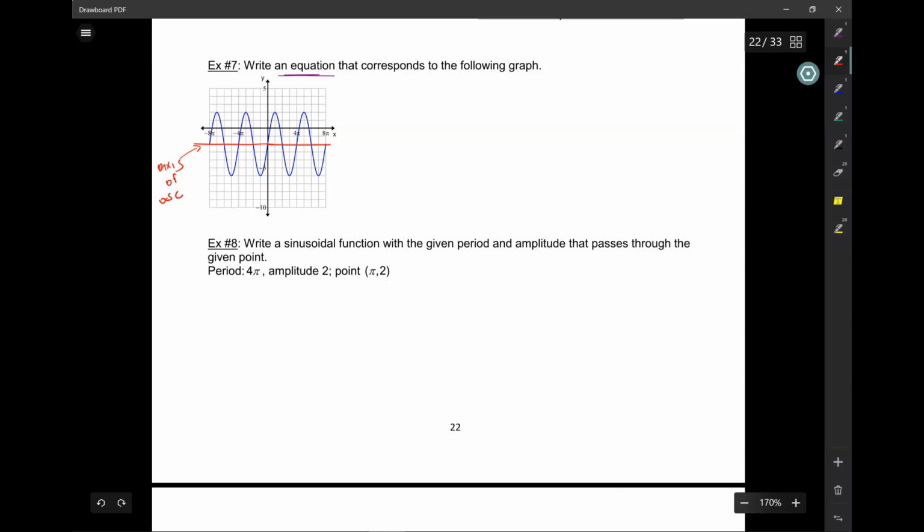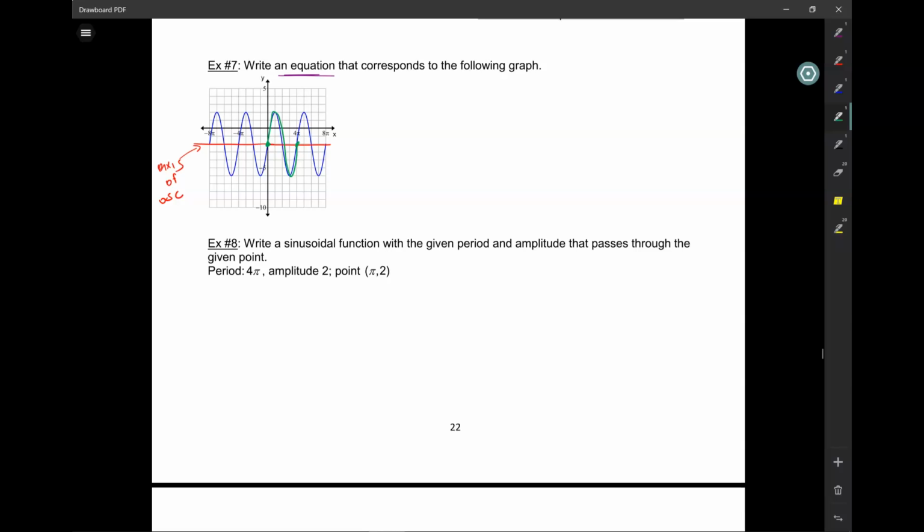Now that I know where the axis is, go to where the axis of oscillation meets the y-axis. That's here. That's where my cycle starts, so that's one cycle. Now, is that a sine or a cosine graph? It's a sine, because it starts on the axis.